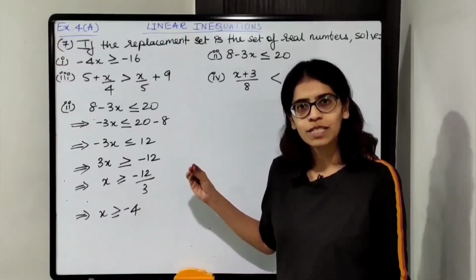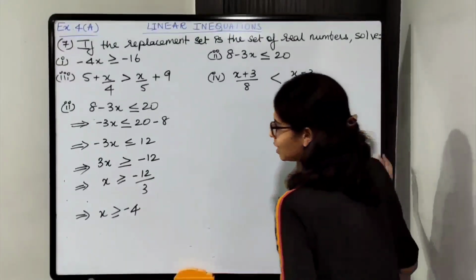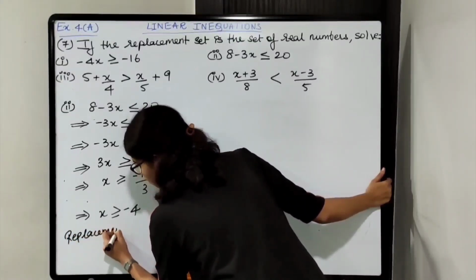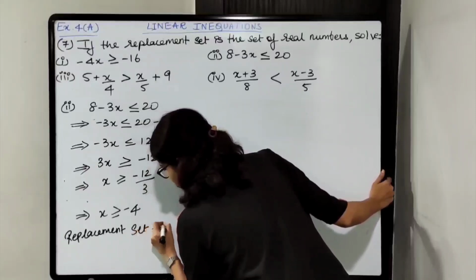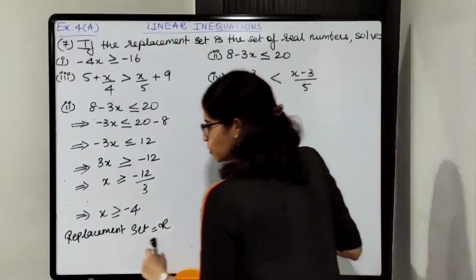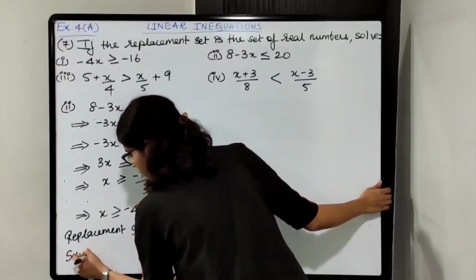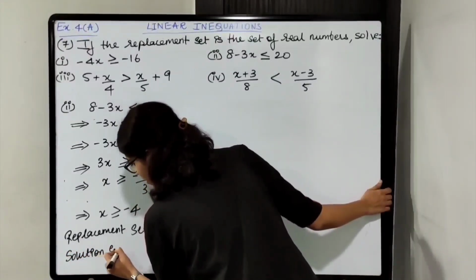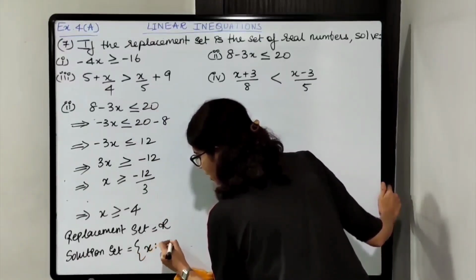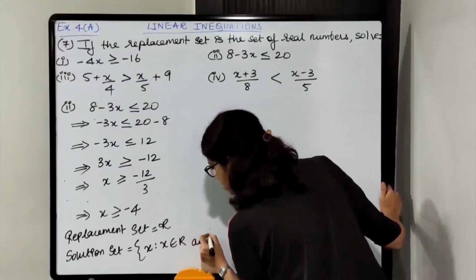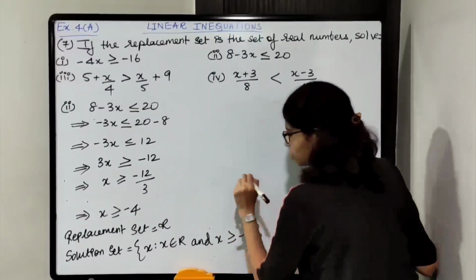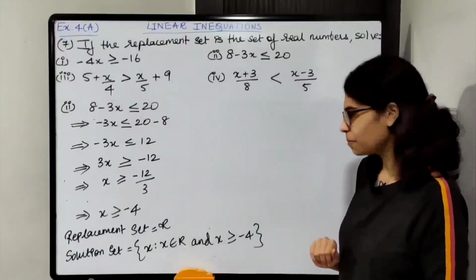Write down the replacement set and after that we'll write down the solution set. So replacement set क्या है? Real numbers. So for real numbers, solution set will be in set builder form. Okay? So solution set हम लोग set builder form में लिखेंगे. That is x such that x belongs to R and the condition x is greater than or equal to minus 4. Very easy. Okay?